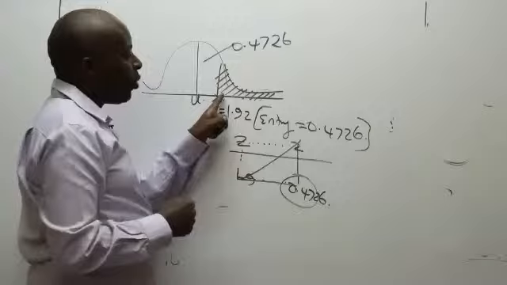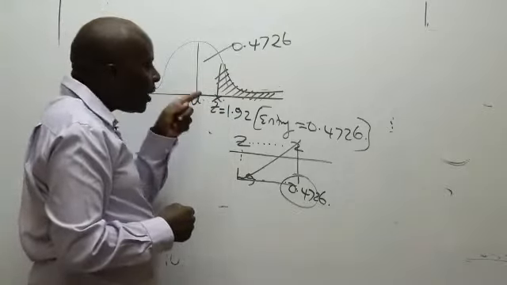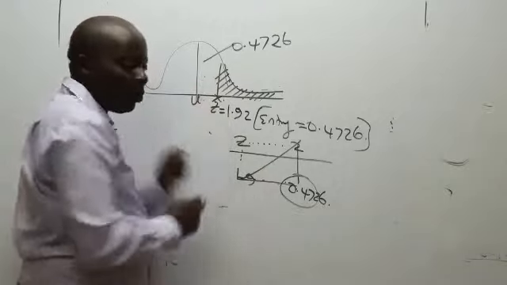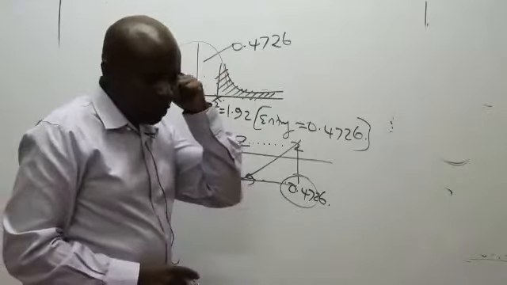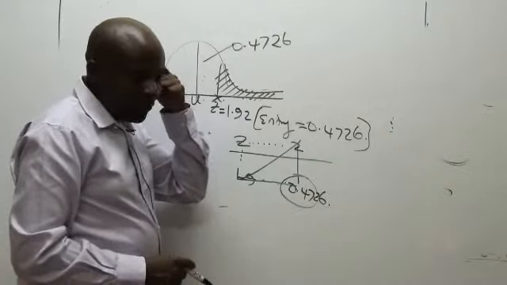And yet the examiner wants the shaded area. So in this particular case, how do I get the shaded area? Knowing that the two must add up to 0.5.